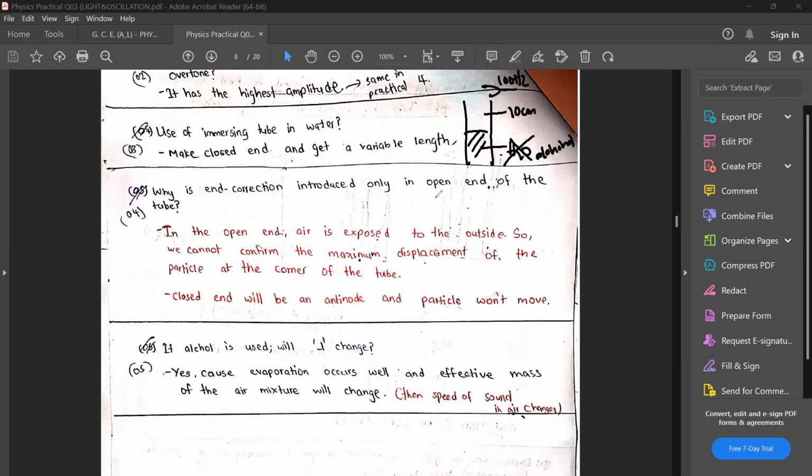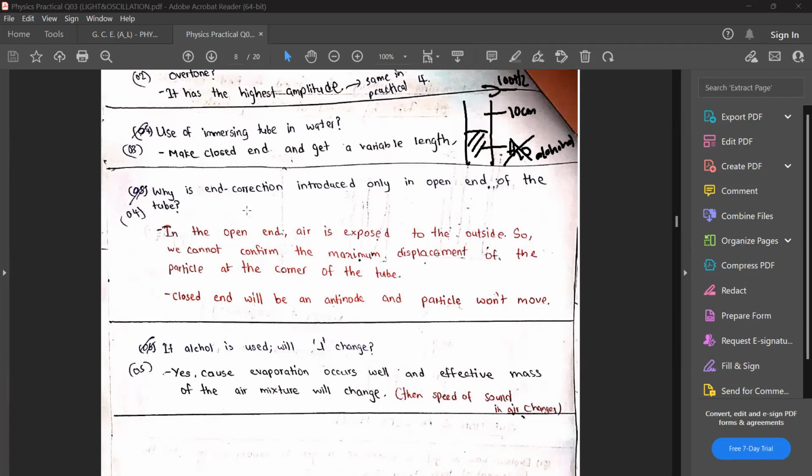The reason is that the speed of sound in air depends on the average molecular mass of the air particles. We know that the speed of sound in air depends on the molecular mass of air particles. So if we use alcohol, this chemical composition can change. Therefore, the speed of sound in air will change.